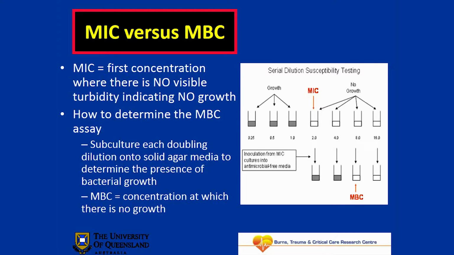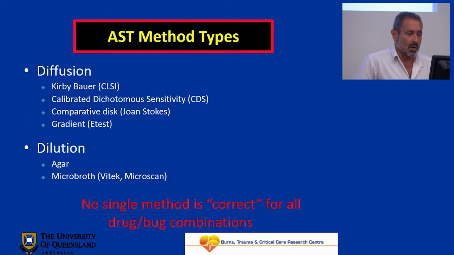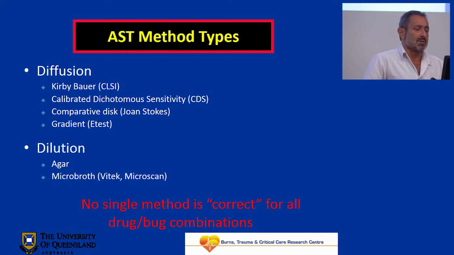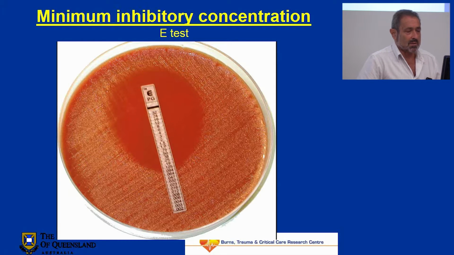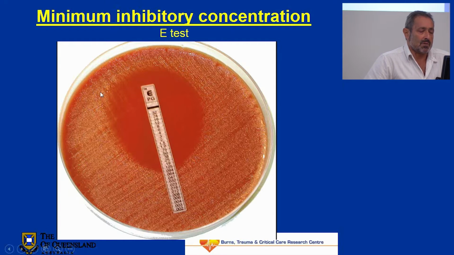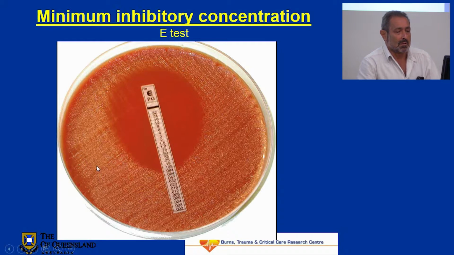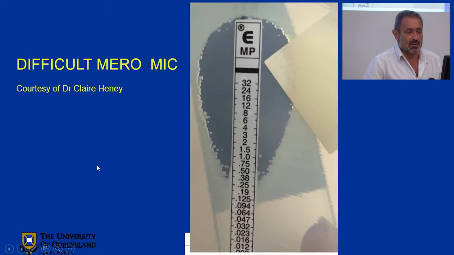So you increase your antibiotic against the bacteria, and then eventually you don't get any growth. And there are various ways of testing these growths. There's diffusion testing, there's dilution testing, but there's no proper or correct combination. One of the most common ways is testing with an E-test, and you put antibiotic on a bacterial growth, and you get this type of inhibition, and you can measure the inhibition on that.